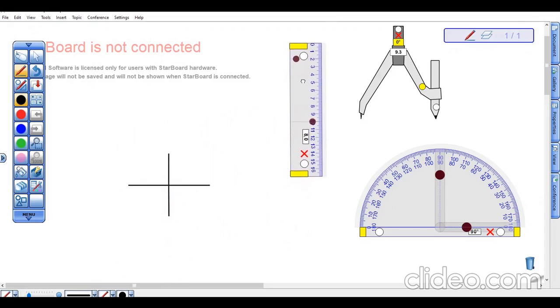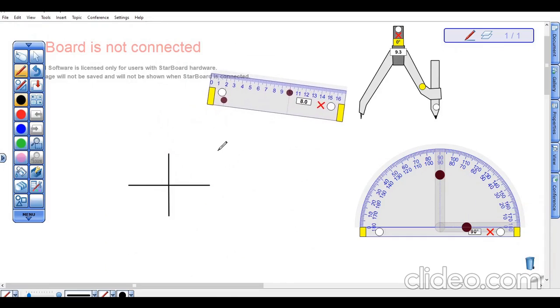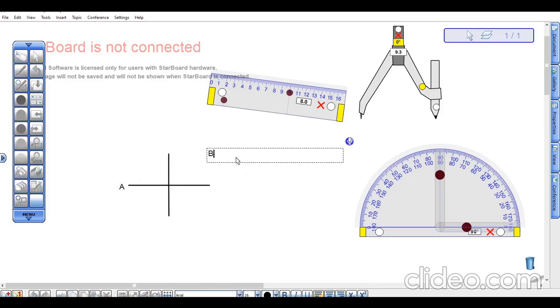Okay, let me label my vertices now. I'll call this A, call this B, call this C, and I call this D.